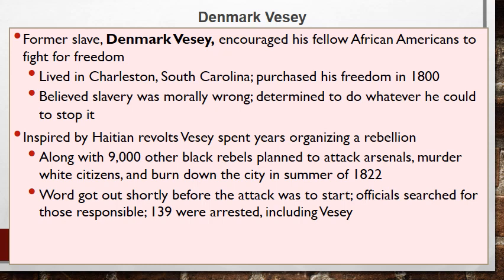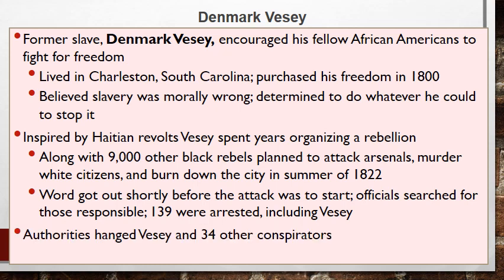139 were arrested, including Denmark Vesey, and 34 conspirators were hanged to punish them and to discourage other slaves. In this rebellion, once again, the same thing happened as before. Someone blabbed.